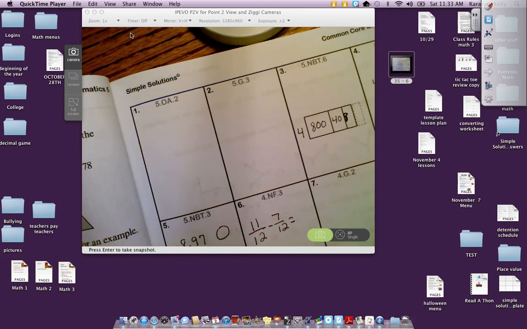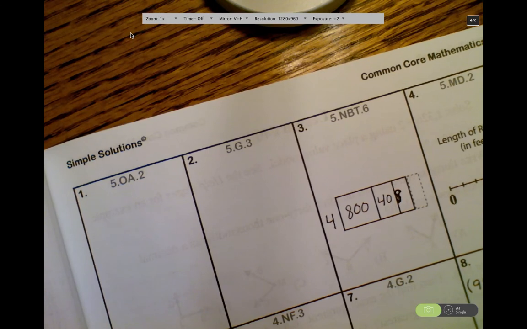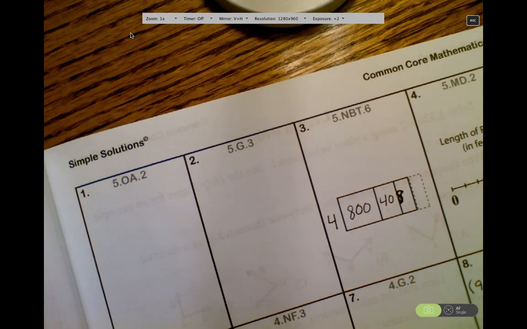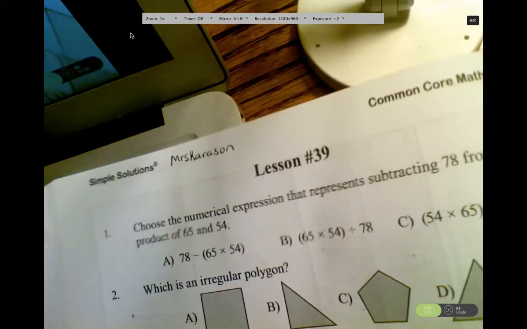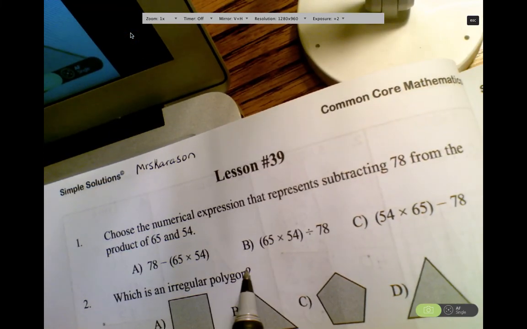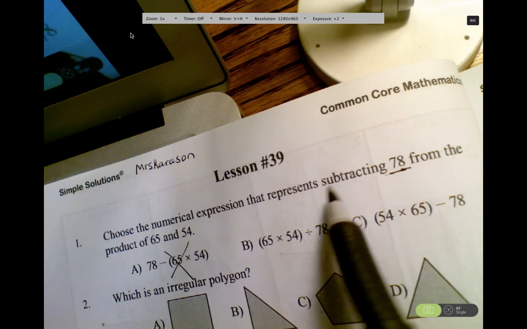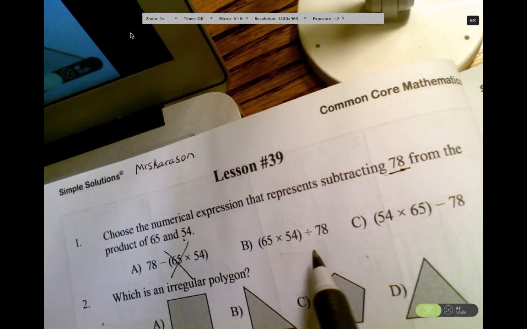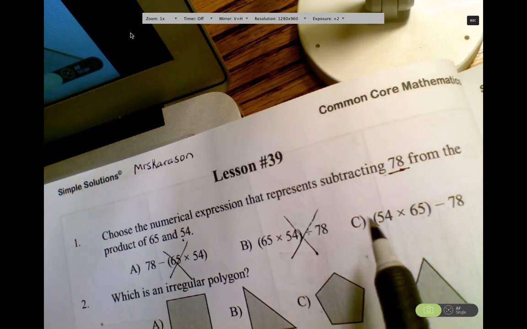All right. So the first question is asking us the numerical expression that represents subtracting 78 from the product of 65 and 54. So I know that 65 times 54 has to be first. So I'm going to take this away because it says subtracting 78 from this. And this problem I'm looking at, this is division, so I know that's not right. And C would be my answer.